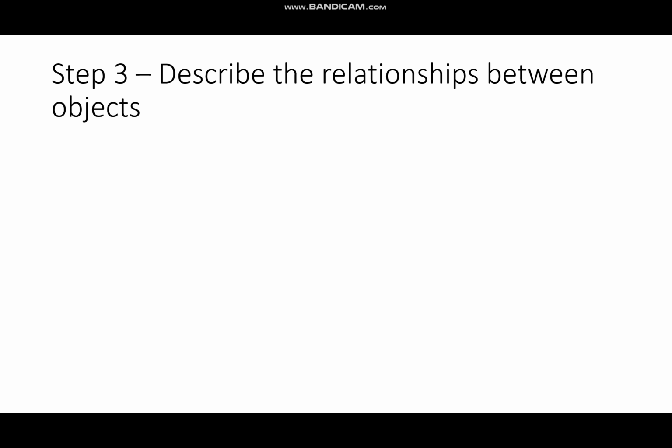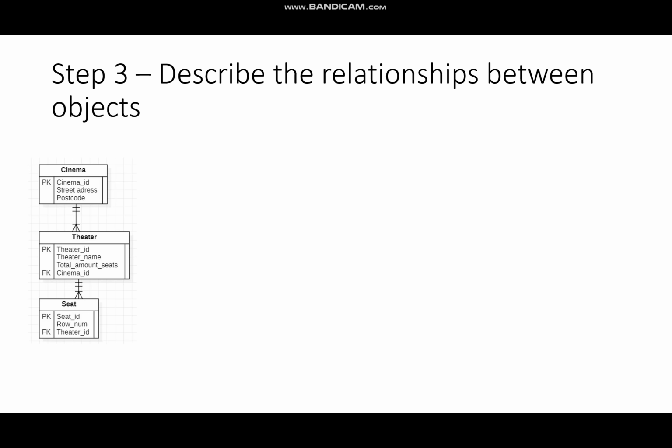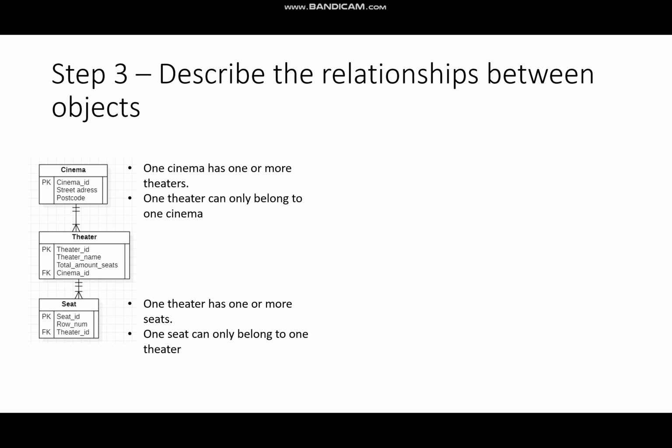So the next step is to describe the relationship between the objects. If we look closer at the relationship between cinema and theatre, one cinema has one or more theatres. One theatre can only belong to one cinema. And if we look at theatre's relationship to seats, one theatre has one or more seats, but one seat can only belong to one theatre.